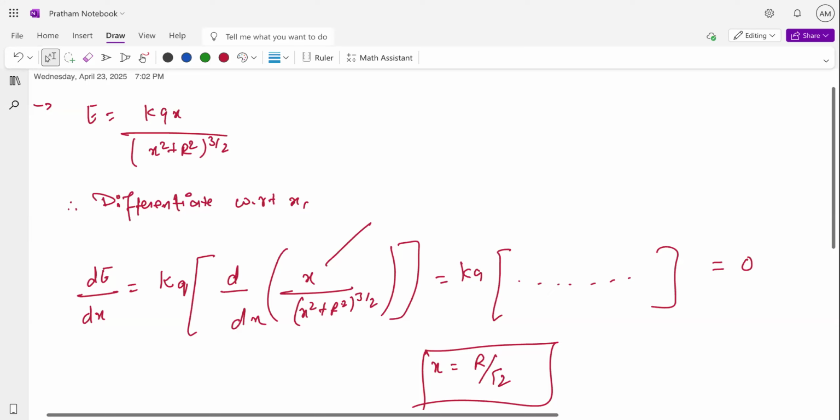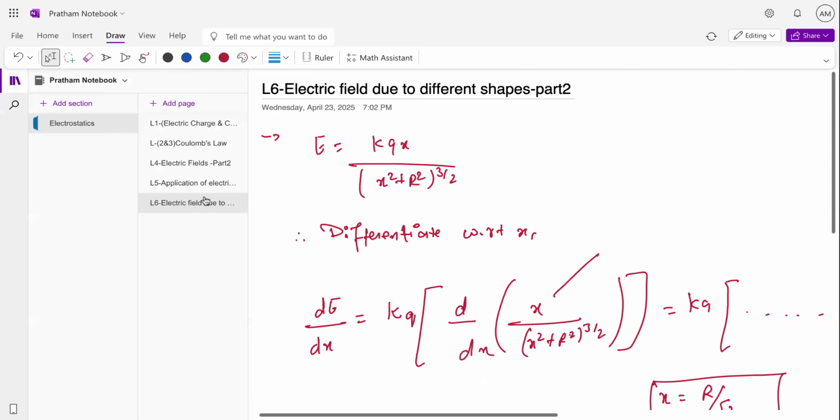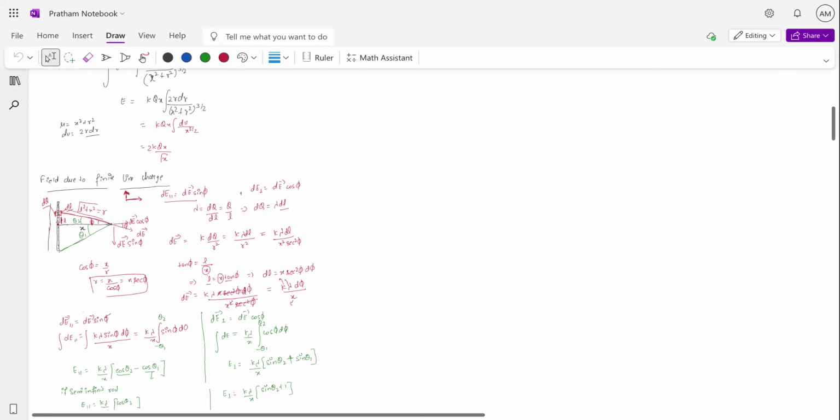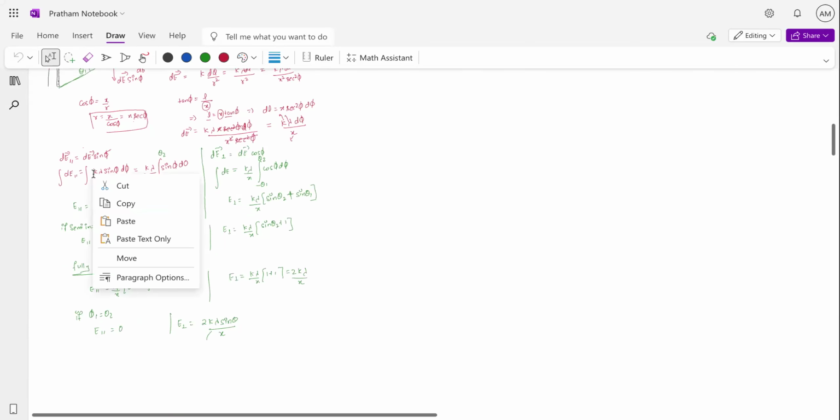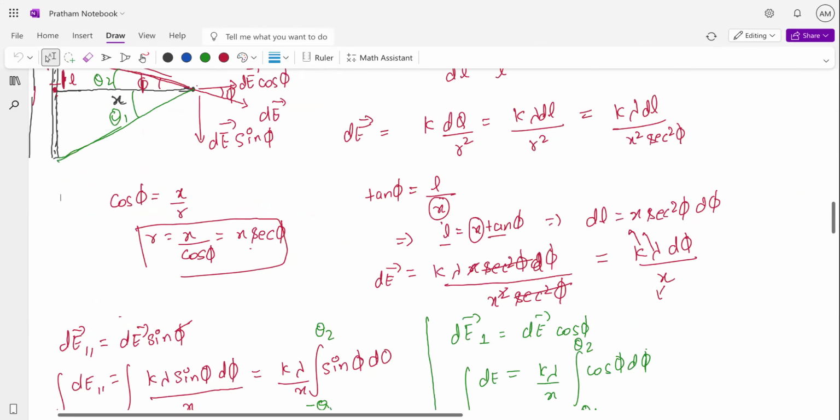Okay, so did we do the infinite part in the last class, or the rod? Just a second, I'll check. Yeah, we did actually. And this was a line charge, right? If you see carefully, you can go through the PPT. I shared the PPT. You got it or not?